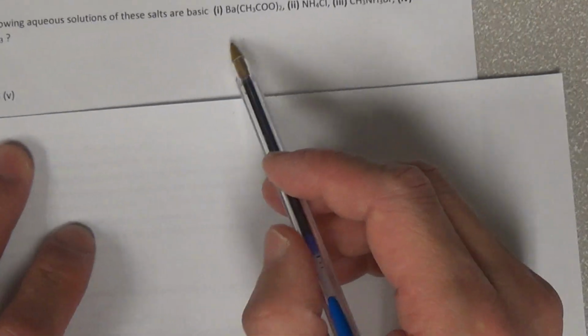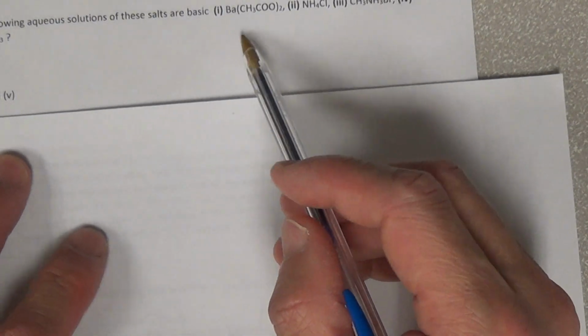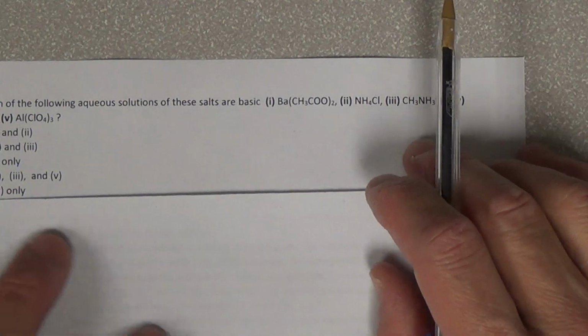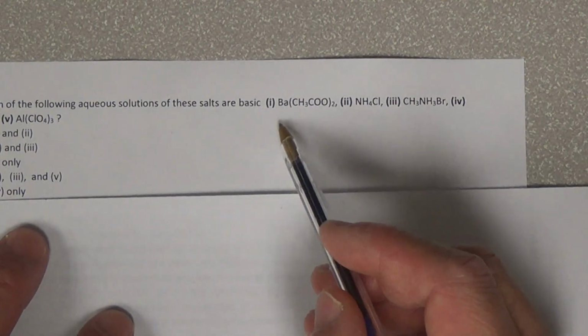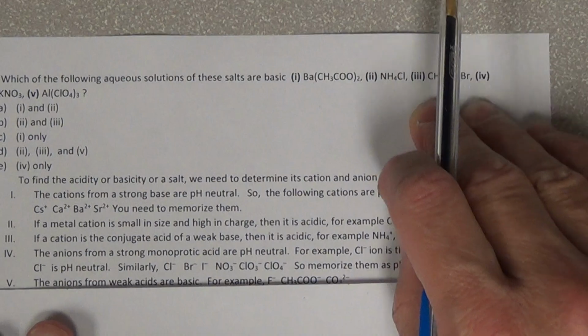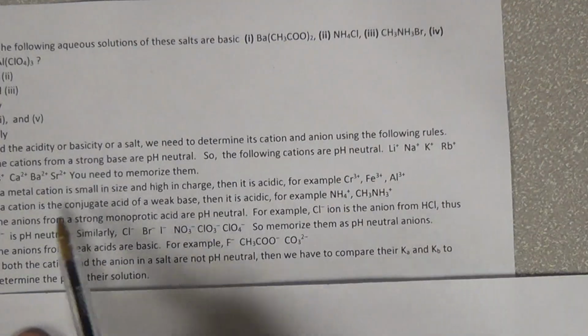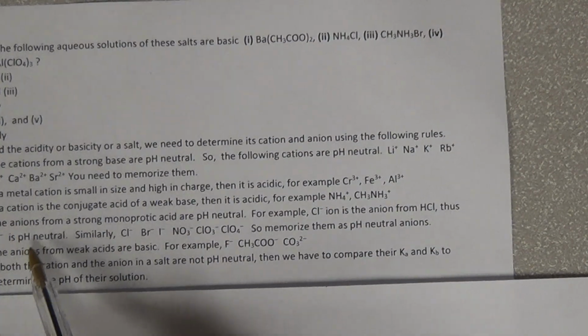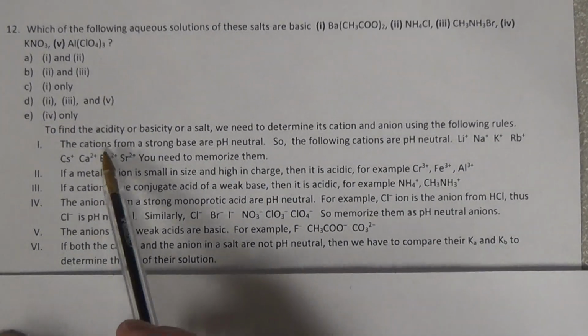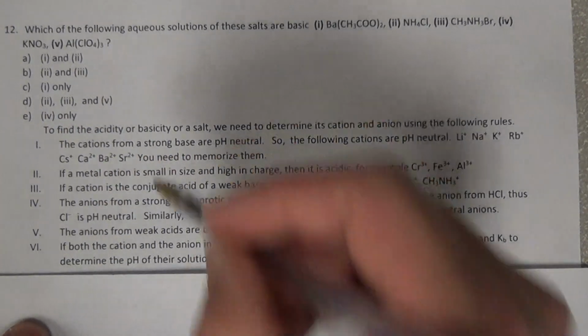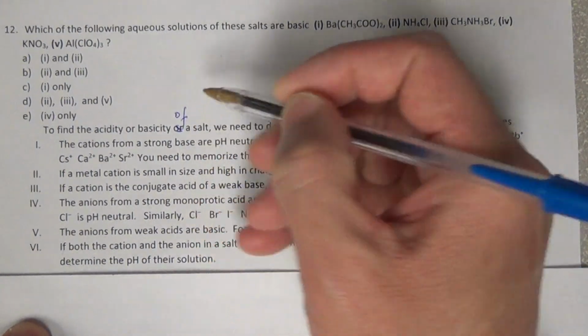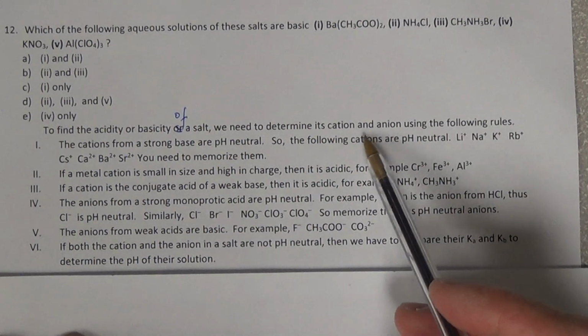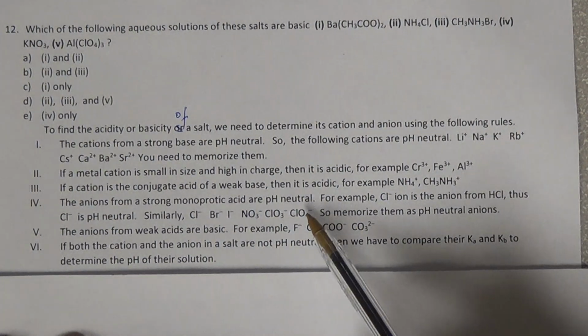Okay, so the last question, number 12, is also conceptual, and we are given 5 solutions. They are all salts, and you want to determine whether they are basic or acidic solutions. So we will follow these few rules. To find out the acidity or basicity of a salt, we need to determine its cation and anion using the following rules.